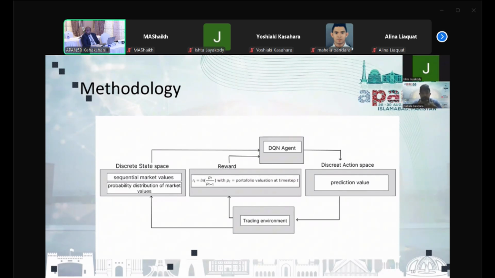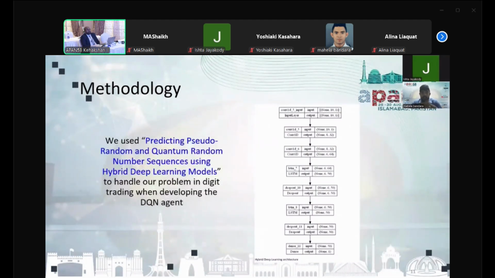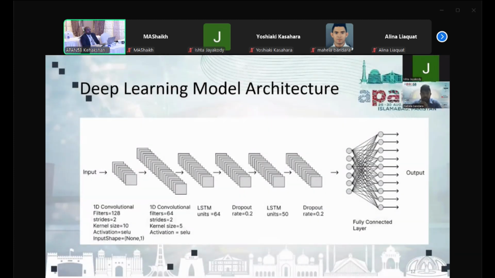Deep reinforcement learning uses a reward function that stabilizes feedback even during sudden changes by incorporating natural logarithmic functions. The DQN agent balances exploring new strategies and exploiting known ones, training itself to make better decisions. It updates Q values using reward, the Bellman equation and gradient descent to guide the next trade. The neural network used by the DQN agent is a hybrid deep learning model designed specifically for predicting complex sequences like those found in financial markets. It incorporates methods from pseudo-random and quantum random number prediction to handle synthetic trading market data complexities. This is our neural network architecture.